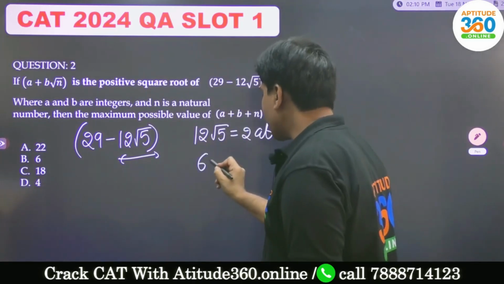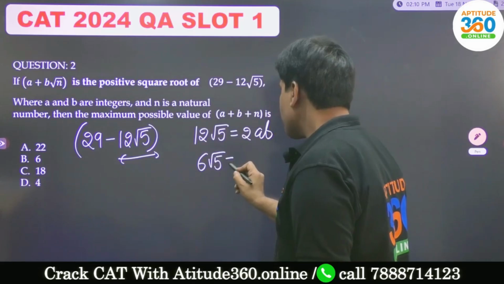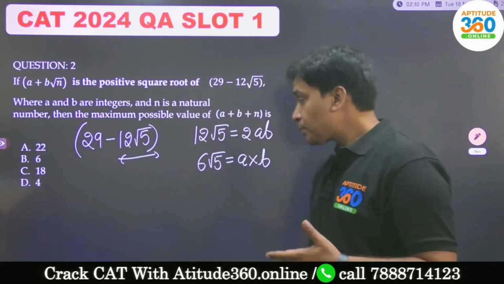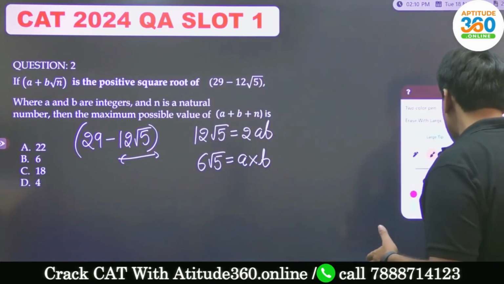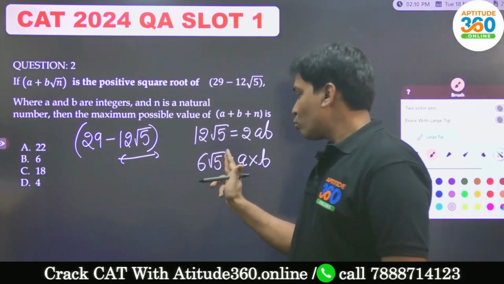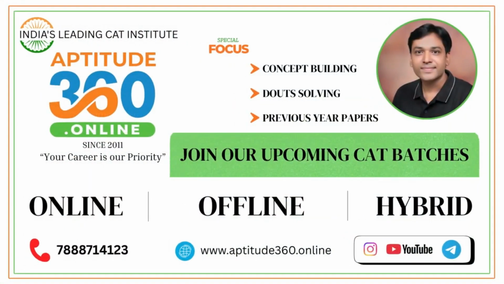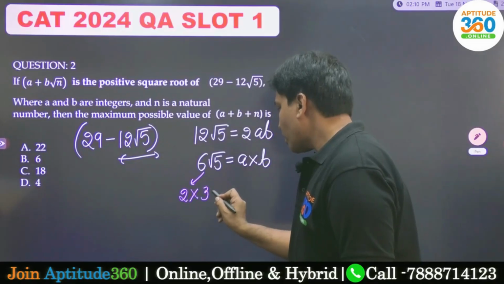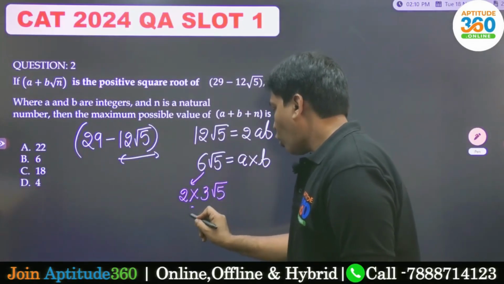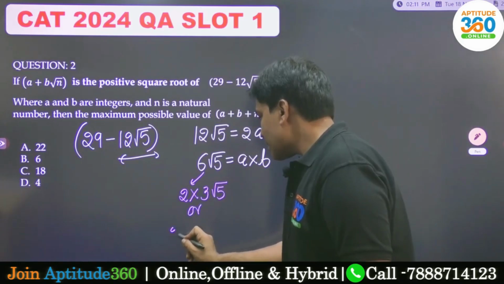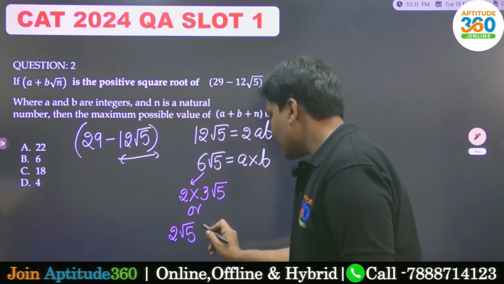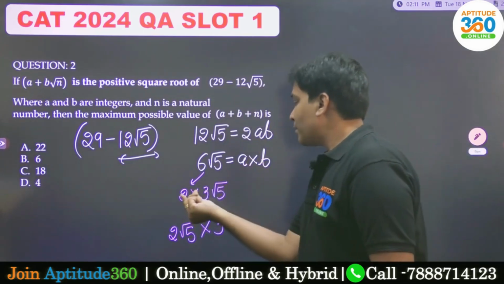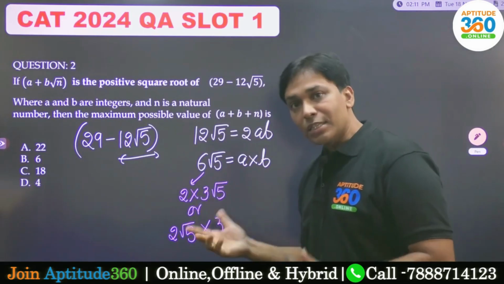So what does that mean? 6 under root 5 should be equal to a into b, isn't it? Now, if a into b should be 6 root 5, so one possibility is this. One possibility is either it becomes 2 into 3 under root 5, or the other possibility is 2 under root 5 into 3, isn't it? I hope you're understanding this. So in this case, it can be a or b, that is what it is.